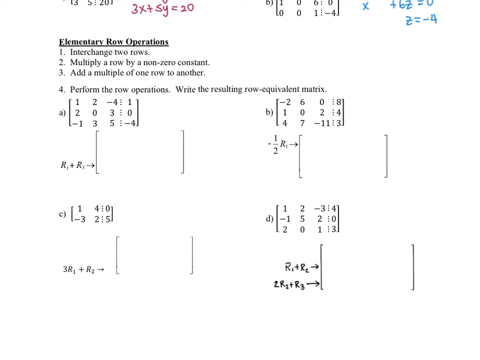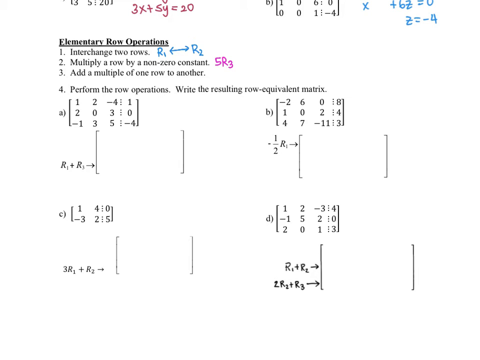So if I interchange two rows, say I change row 1 with row 2, I would write this to show that I switched row 1 and row 2. You can also multiply a row by a non-zero constant. For example, if I wanted to multiply row 3 by 5, I would say 5 times R3, and that's allowed in an elementary row operation.